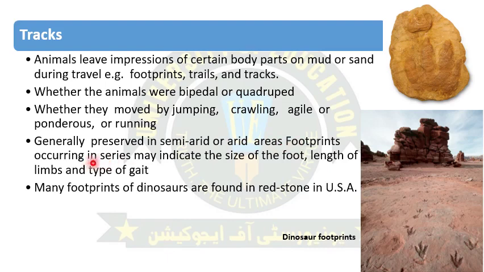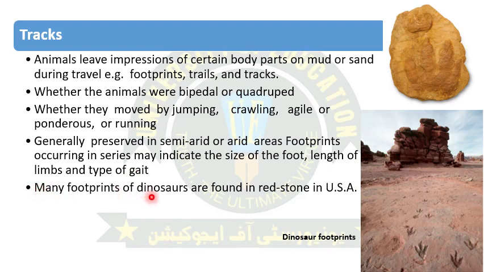These footprints occurring in series may indicate the size of the foot. The footprints here are in a series. So on the basis of this type of footprints, we can estimate the size of the foot and the length of the limb, because they have a specific head, foot and limb ratio, and the type of gait, meaning how they move: jumping, walking, running, crawling, what type of gait they use.